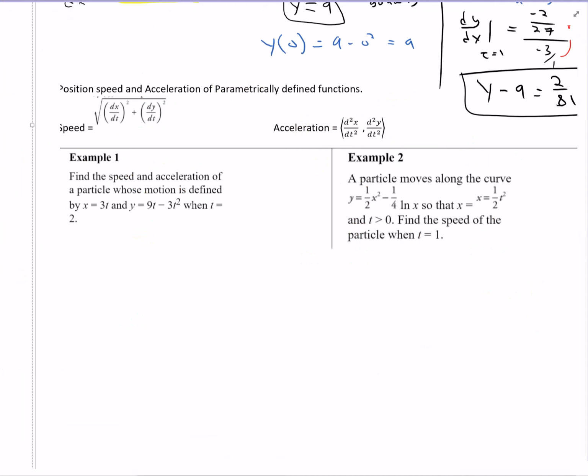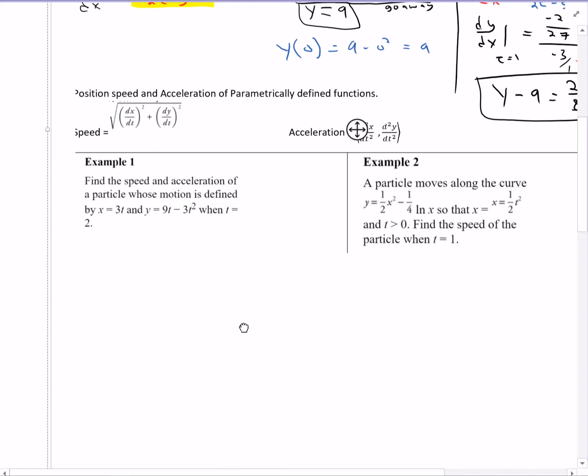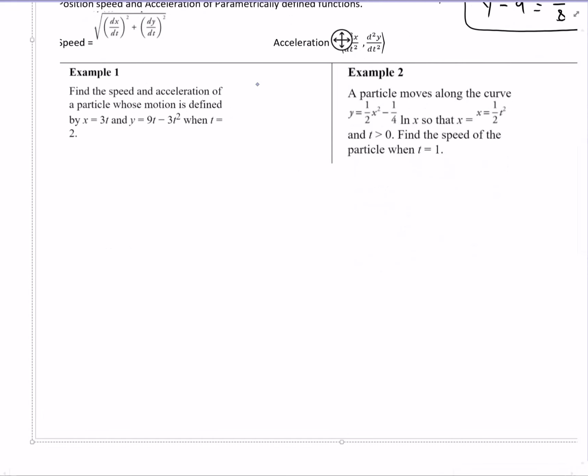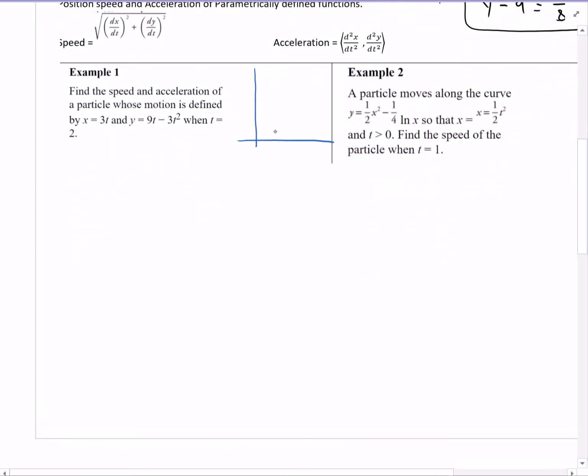Alright, so before we actually go over the speed and acceleration of parametrically defined functions, I just want you to think about what's actually happening here. I guess I can do this right here because we got a little bit of extra space. So imagine when you're plotting a parametric function, you're basically plotting x and y points, but they have a t value as well. So you'd plot x, y, and then later on in time, you'd have another x2, y2, and it used to be x1, y1.